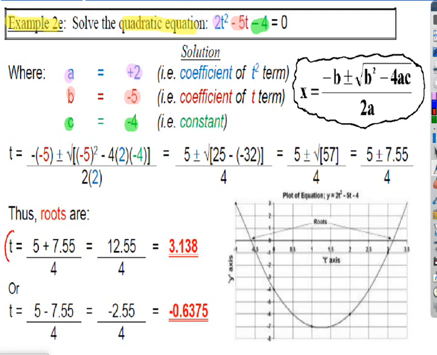So we find that t is equal to 3.138 and t is equal to negative 0.6375. And therein lies the reason why we use the quadratic formula. We could not factorize to solve for these roots. That would not be possible because of the values here, they're real numbers, so it's not possible to solve by factorizing. So the quadratic formula is used to solve situations such as this. We can see those roots look reasonable from our graph. This is the root of 3.138, and here's the root of negative 0.6375. So again, as always, we're solving for the roots.